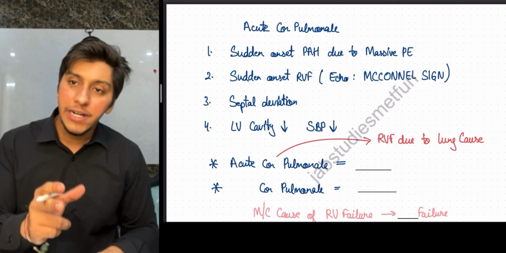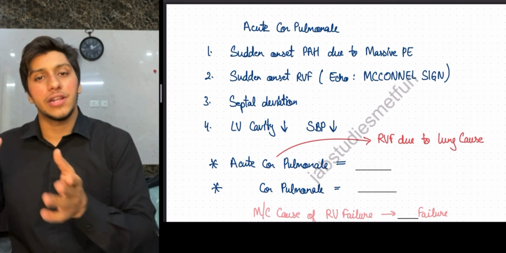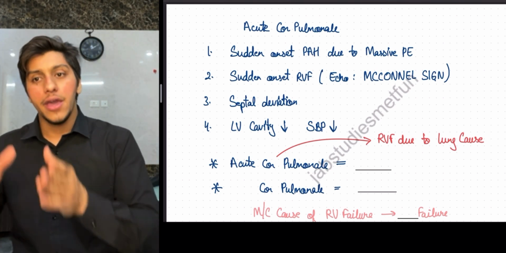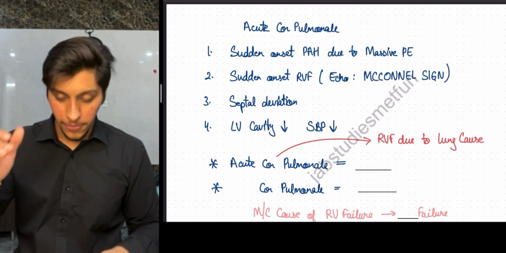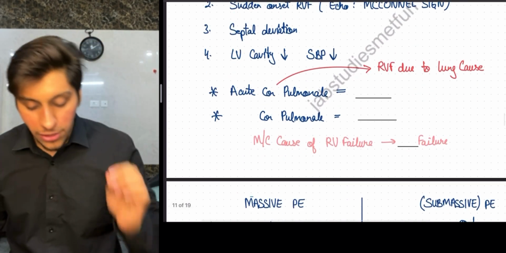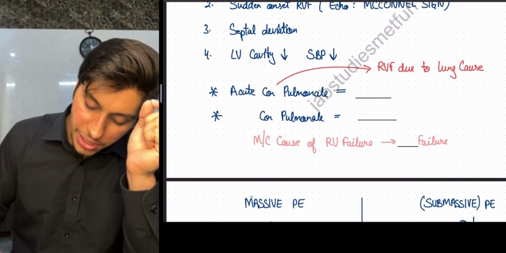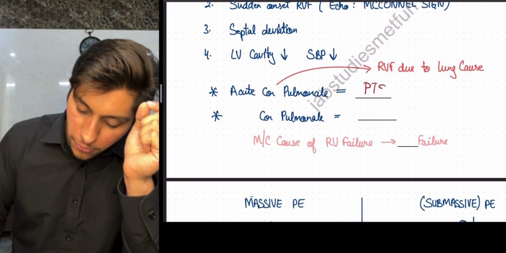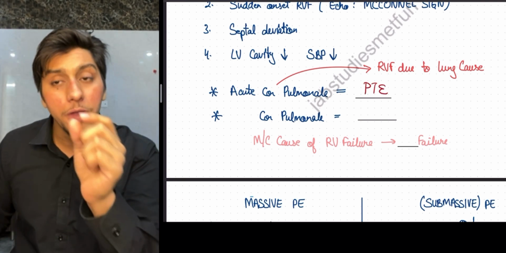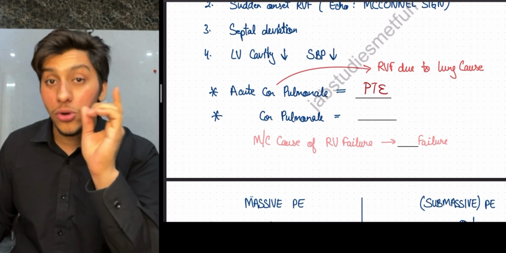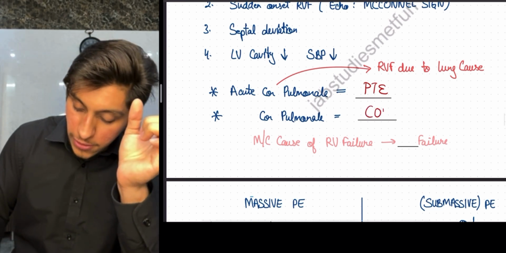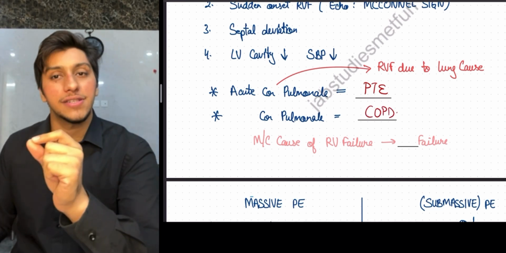You will have septal deviation, due to which the left ventricle cavity is going to reduce its size, and then systolic blood pressure is going to fall. So guys, if they ask you, acute cor pulmonale is because of what condition? It is because of pulmonary thromboembolism. Cor pulmonale, that is right ventricular failure without the acute condition, is because of COPD. We have already discussed this, right?